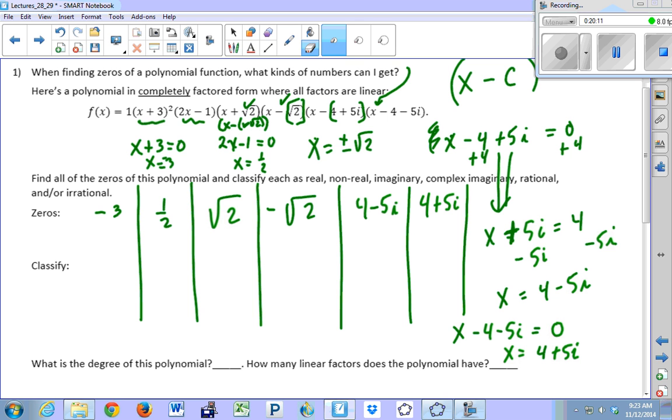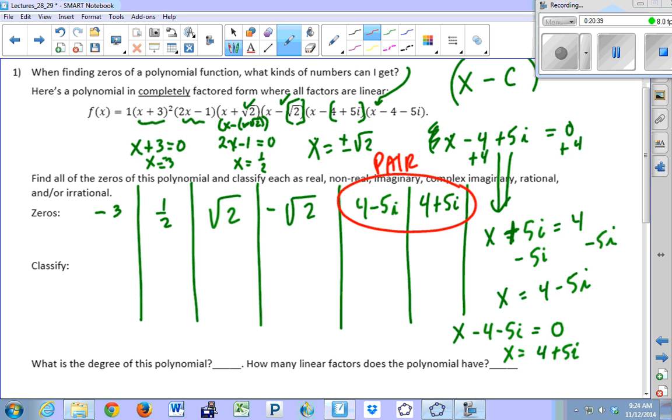It's a little tricky because if you put 4 plus 5i in there and you subtract 4 and you subtract 5i, that gives you a 0. But once you can identify one of them, you can get the other one because they're just conjugates of each other. And all that means is the addition changes to subtraction, or subtraction changes to addition. Okay, so these always come in pairs. Always. They always come in pairs.